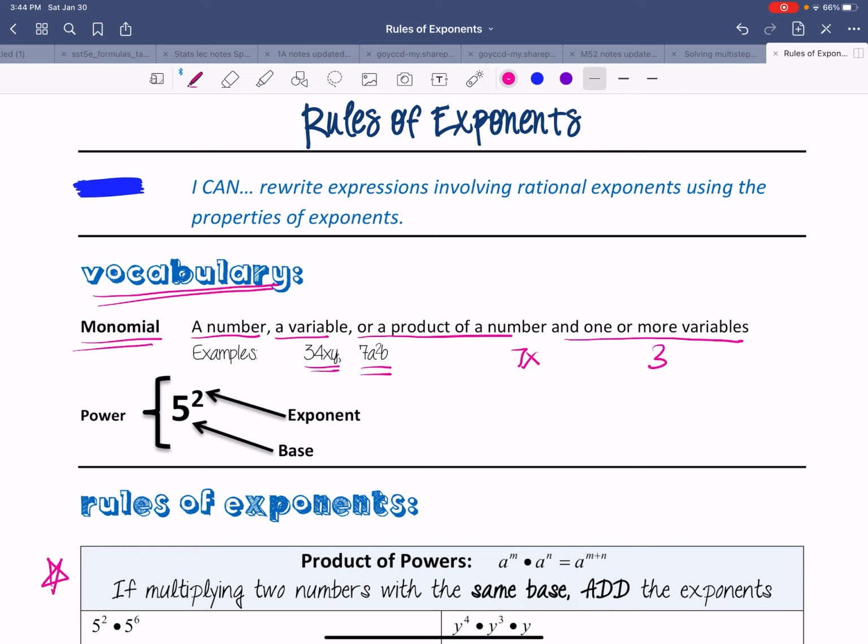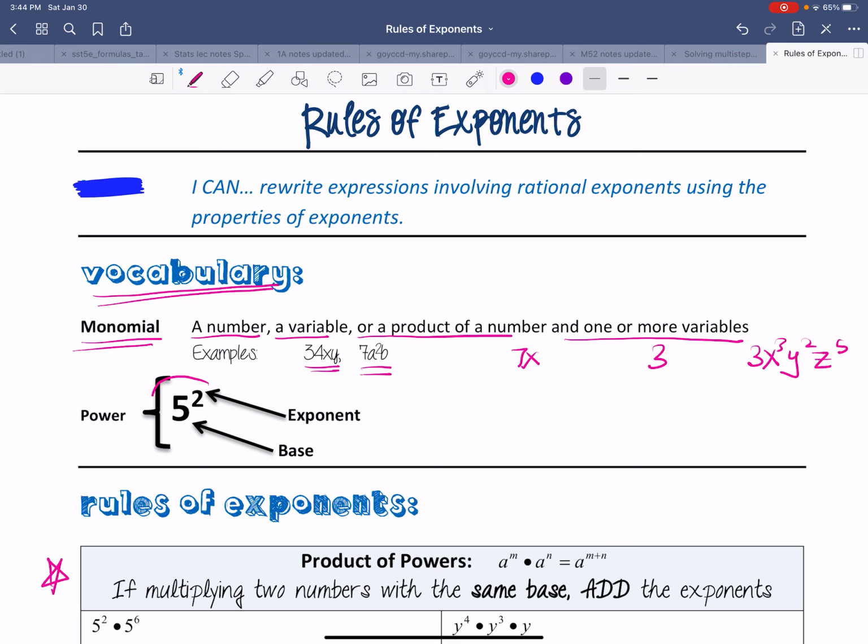3 is also a monomial because you can just think of 3 times x to the 0 power. Or 3x to the third, y to the second, z to the fifth is also a monomial because it's a product of a number and one or more variables.